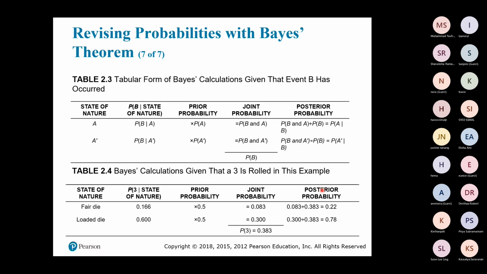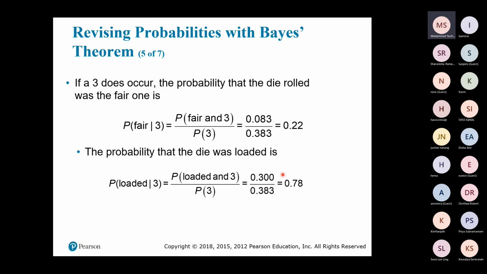Alright, so this one is the table. Jadual ni dia simplified. Dia rumuskan apa yang kita buat tadi. Bayes calculation given that 3 is rolled in this example. Jadual ni dia merumuskan apa yang kita kira dekat sini.